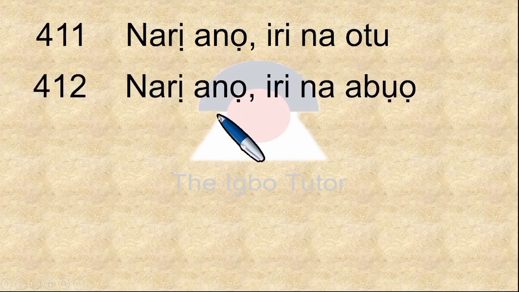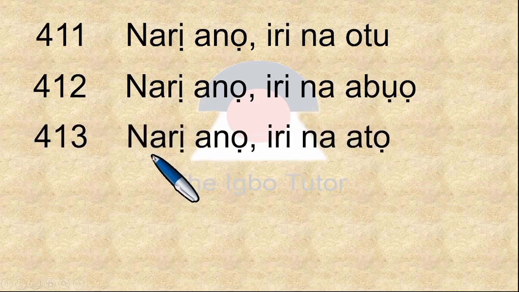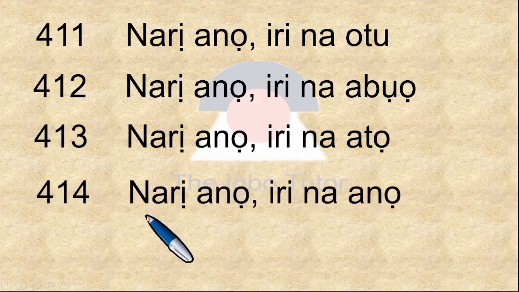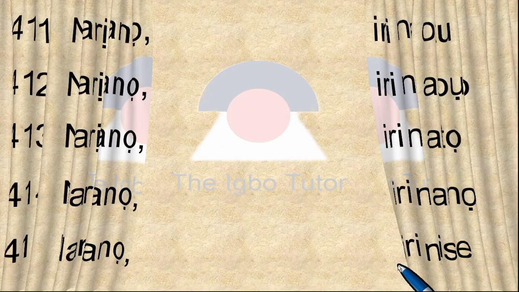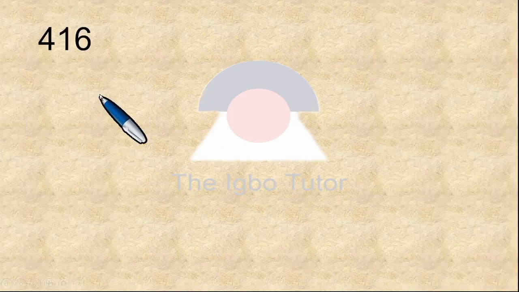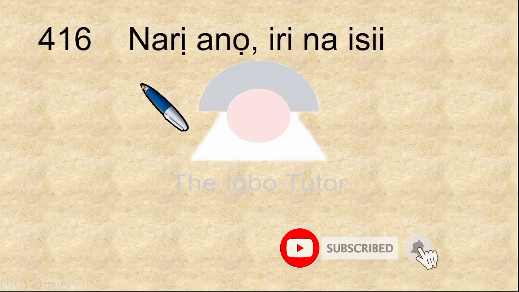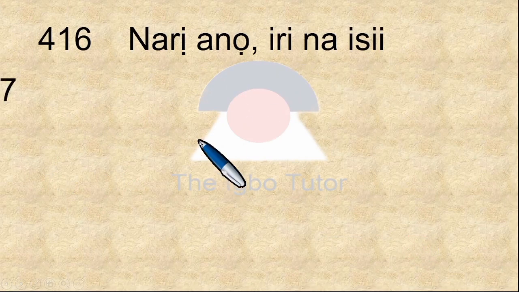This is nari ano iri na abuo. 413 is nari ano iri na ato. 414 nari ano iri na ano. 415 is nari ano iri na ise. We proceed to the next page and we have 416 nari ano iri na isi.